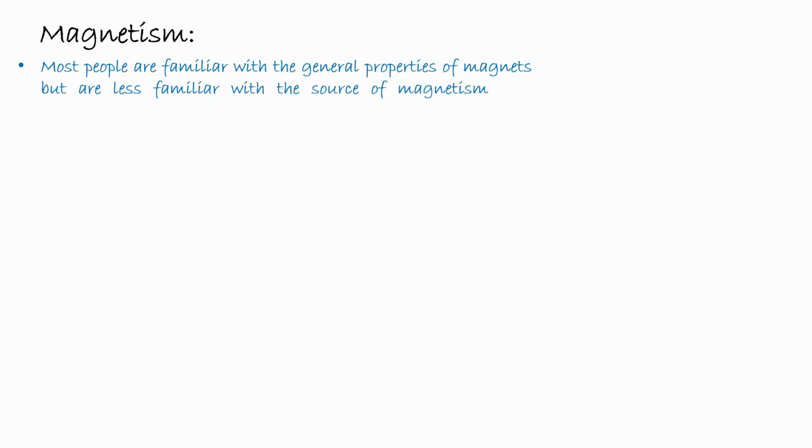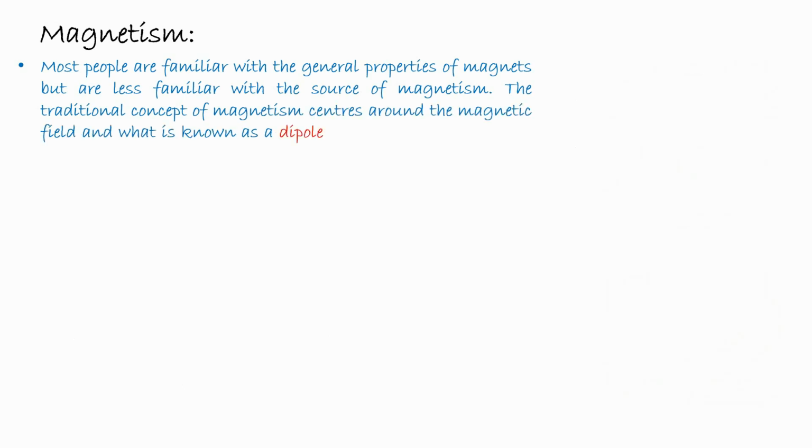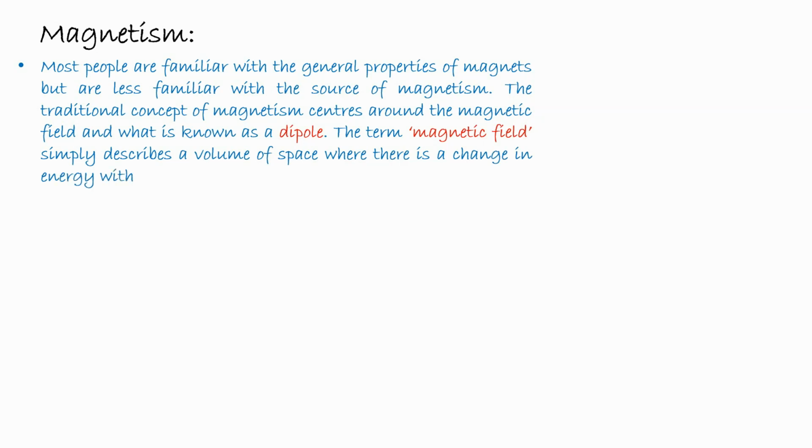Now, what is magnetism? Most people are familiar with the general properties of a magnet, but are less familiar with the source of magnetism. The traditional concept of magnetism centers around the magnetic field and what is known as the dipole. The term magnetic field simply describes a volume of space where there is a change in energy within the volume.